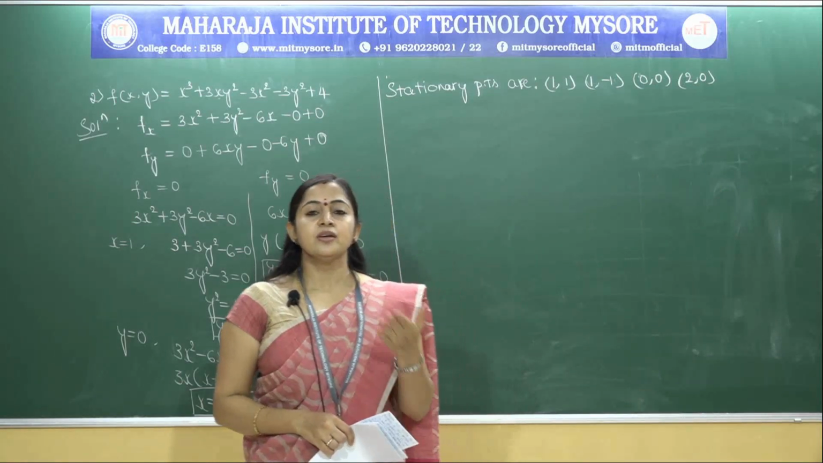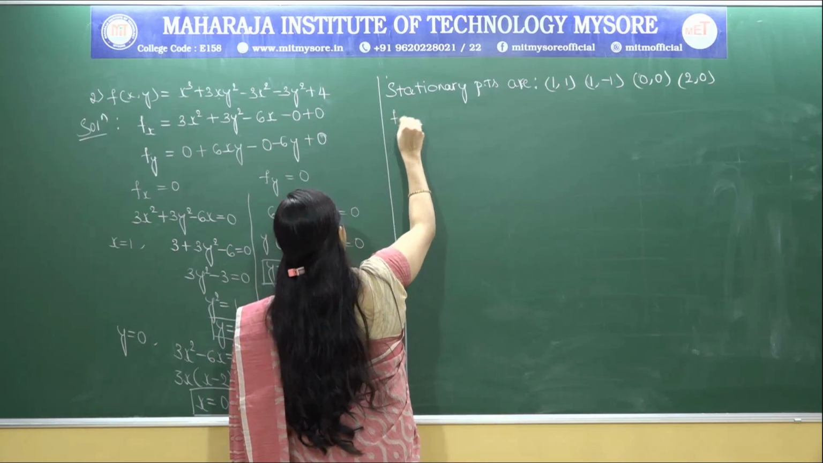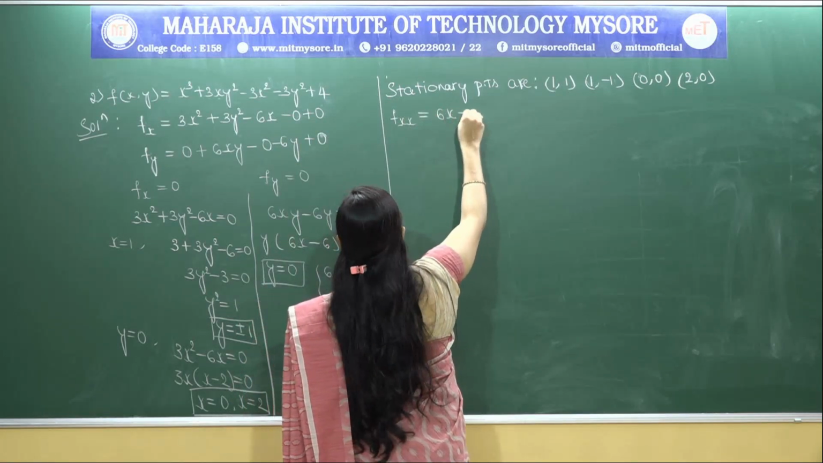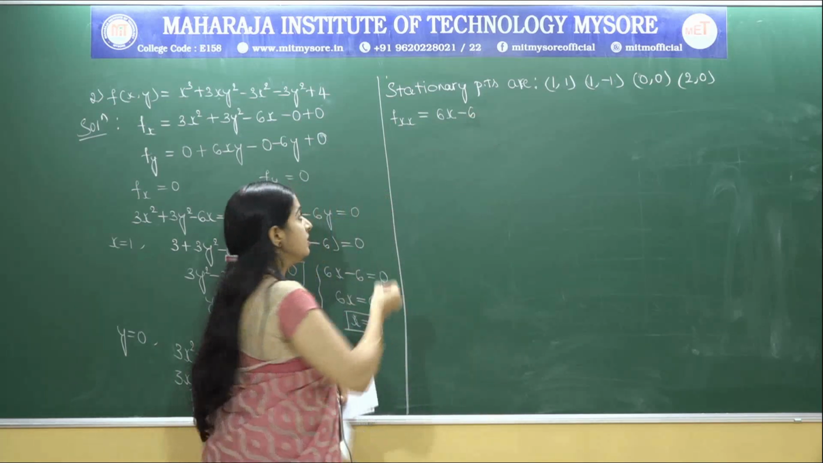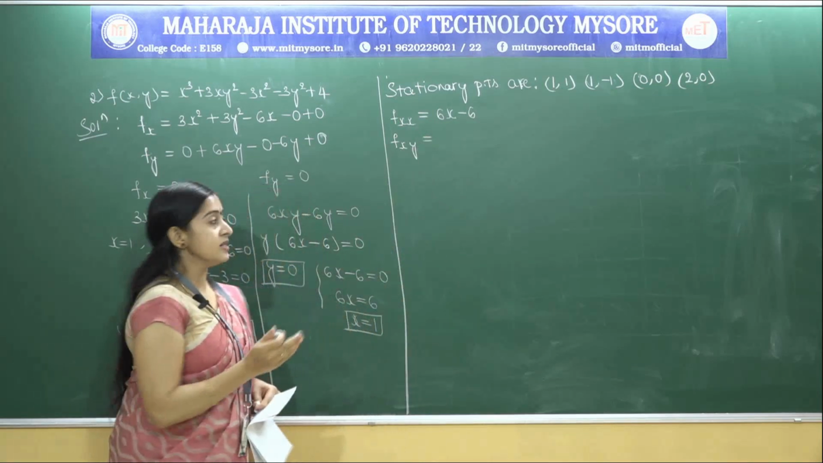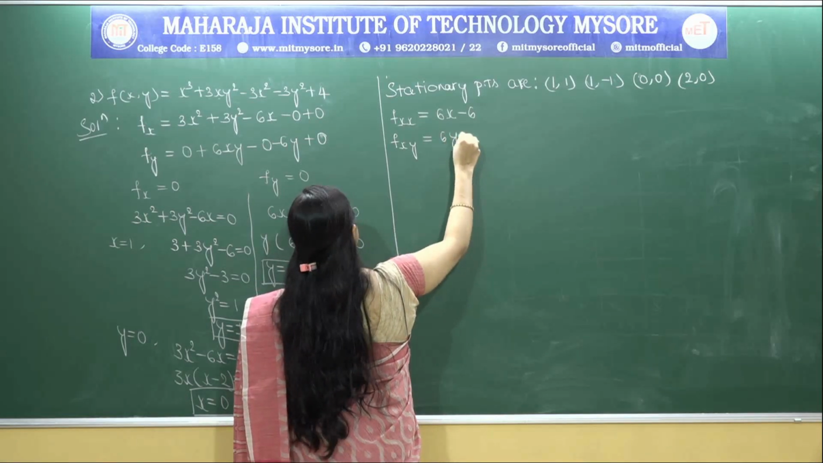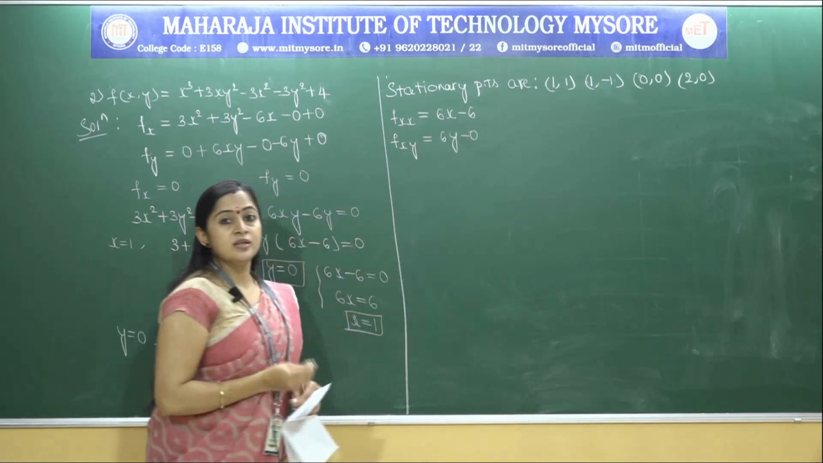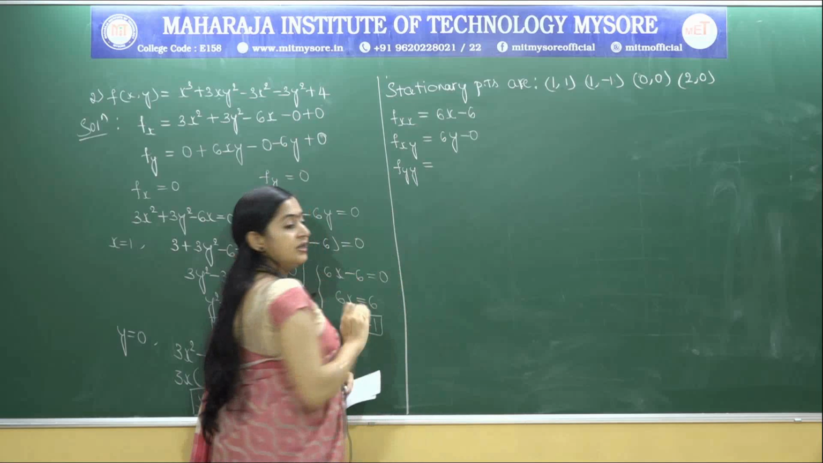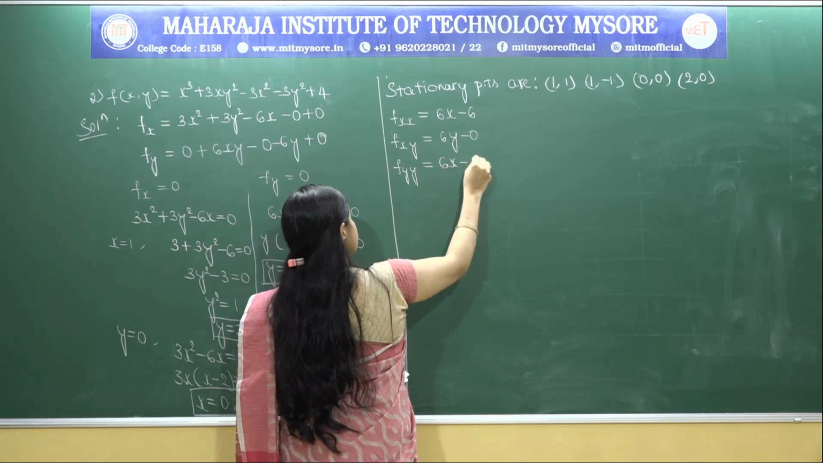In the next procedure, you have to find the second order derivatives. The first one, fxx: we will get 6x, second term 0, third term 6. Next, fxy: differentiate fy with respect to x, you will get fxy. The first term is 6y, the second term 0. Then the third one, differentiate fy with respect to y again, you will get 6x minus 6.